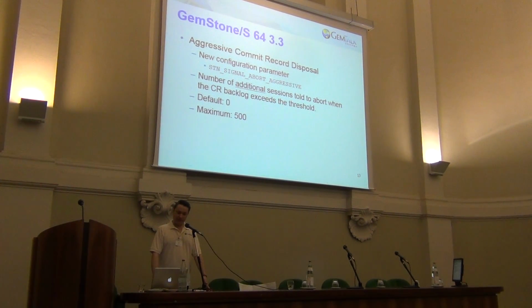There's a new parameter in 3.3 which is aggressive commit record disposal. Commit record, you can think of as a view in GemStone encapsulated. And there could be cases where when the oldest transaction aborts, you may have several hundred or thousand transactions still backed up. And if you have to do this one at a time, it can take a long time, and the database can grow quite large. So this makes the disposal of old views in GemStone more aggressive. Again, it comes from a customer request.